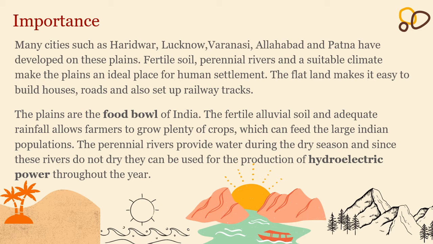The plains are the food bowl of India. The fertile alluvial soil and the adequate rainfall allows farmers to grow plenty of crops, which can feed the large Indian population. The perennial rivers provide water during the dry season, and since these rivers do not dry, they can be used for production of hydroelectric power throughout the year.